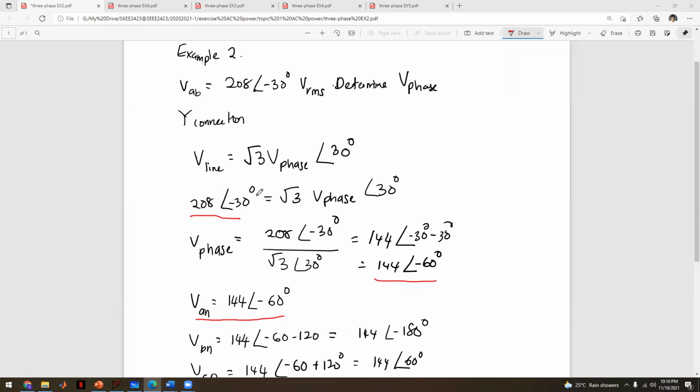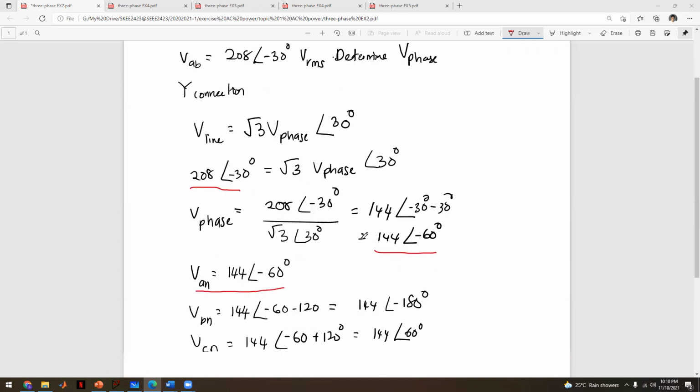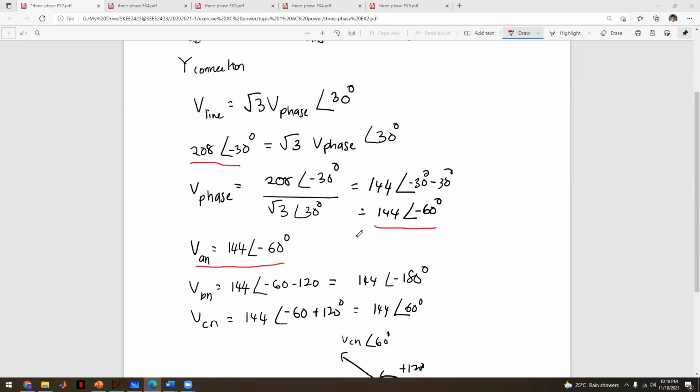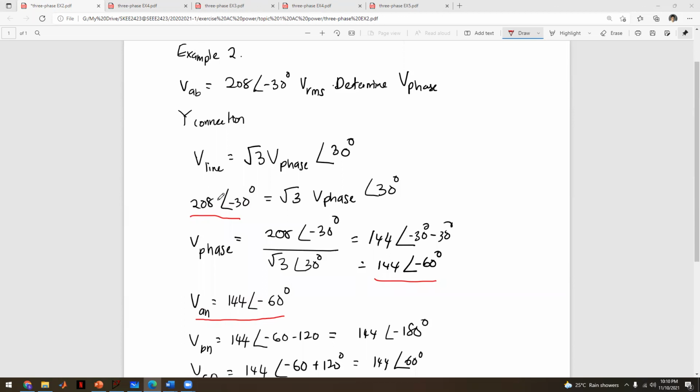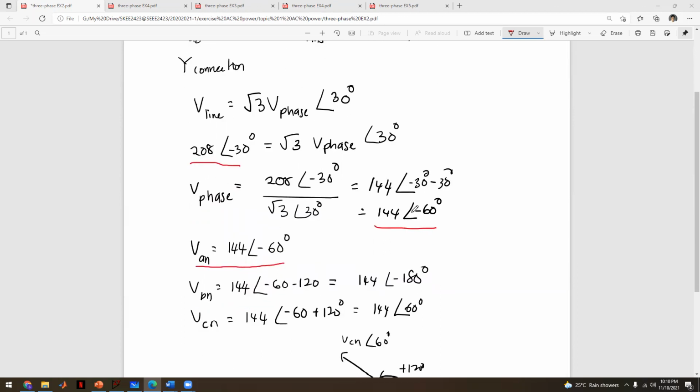Based on these equations, we finally obtain that our V phase is 144 volts with an angle of negative 60 degrees. And since this value refers to VAB, this value will represent VAN. So your VAN or V phase is 144 with an angle of negative 60 degrees.